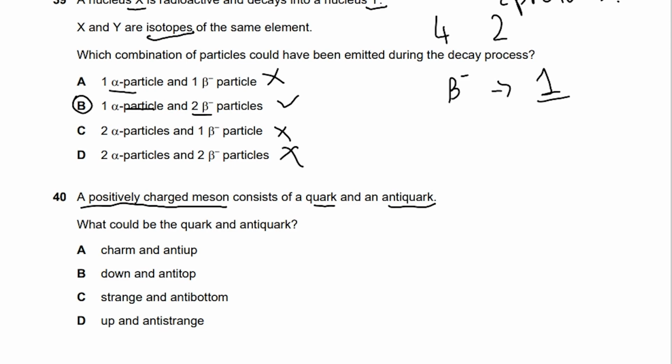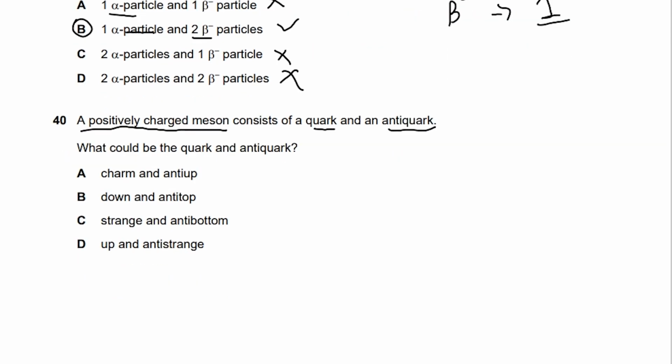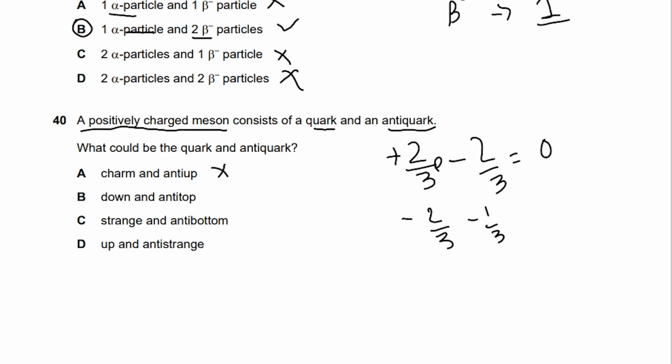Charm and anti-up. Now, the charge of charm is +2/3 and the charge of anti-up is -2/3. So the net charge is 0. It can't be the answer. B. Down and anti-top. The charge of anti-top is -2/3. The charge of down is -1/3. So the net charge is -e. The charge for strange and anti-bottom. Now the charge for anti-bottom is +1/3e and the charge for strange is -1/3e. So the net charge is again 0.